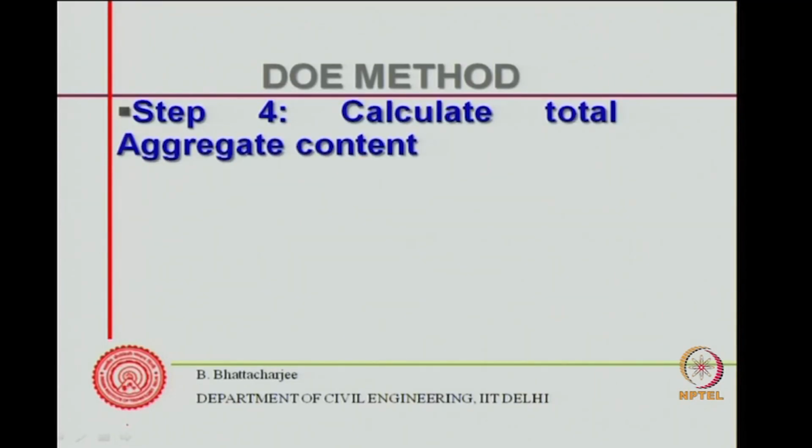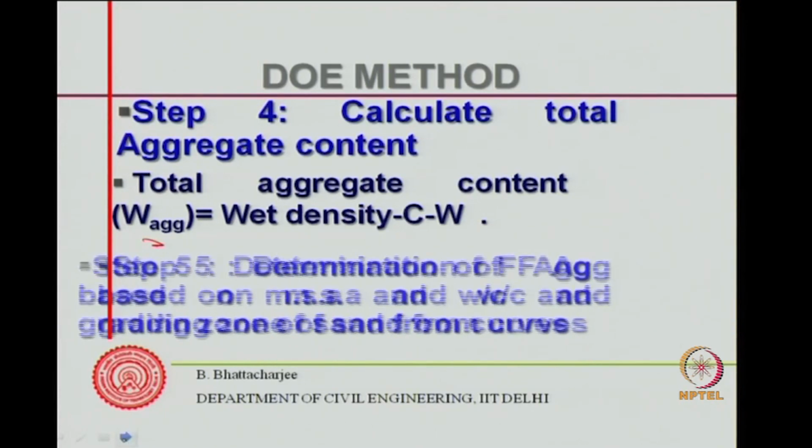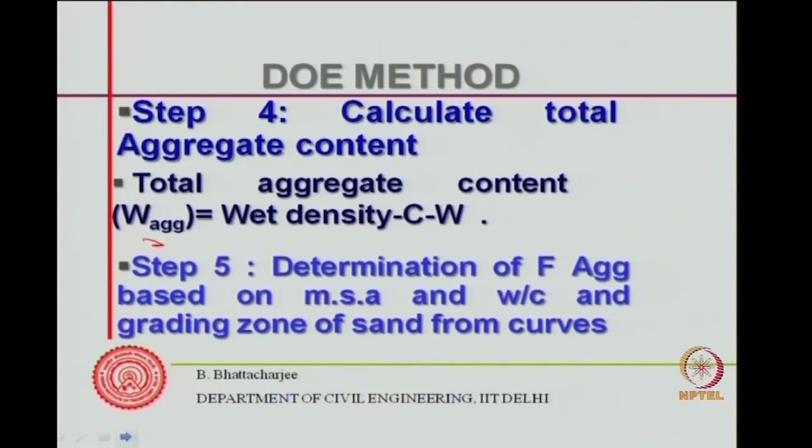Calculate the total aggregate content would be the next step. Continue with step 4. Total aggregate content is due to wet density: the mass of the total aggregate equals the wet density minus C minus W, where C is the cement content and W is the water content, right. So we know the cement content because we know the water cement ratio and we know the water content. In this particular case I was telling you, it would be 195 divided by 0.45 is C, and water is 195.